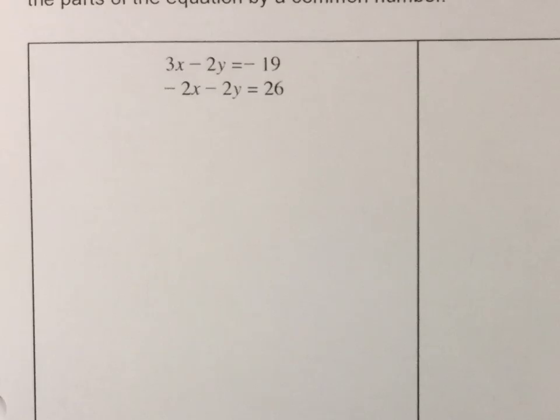So let's look at this first one. The good news for us is that these two y's are the same, so we'll just be able to eliminate them. But minus 2y and minus 2y do not make 0, so we need to change all of our signs. This is just a review from what we've been doing before. 3 plus 2 is 5x, plus negative 2y plus 2y is 0, equals negative 19 minus 26 is negative 45.